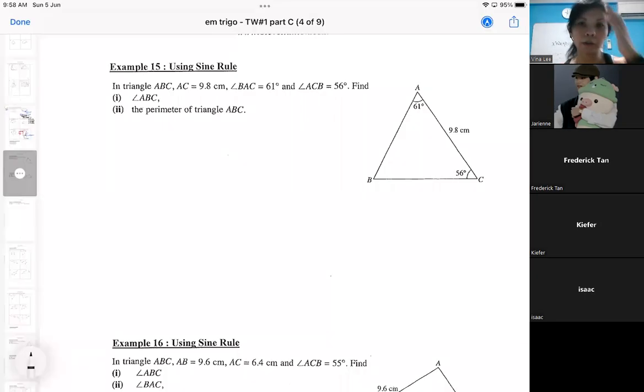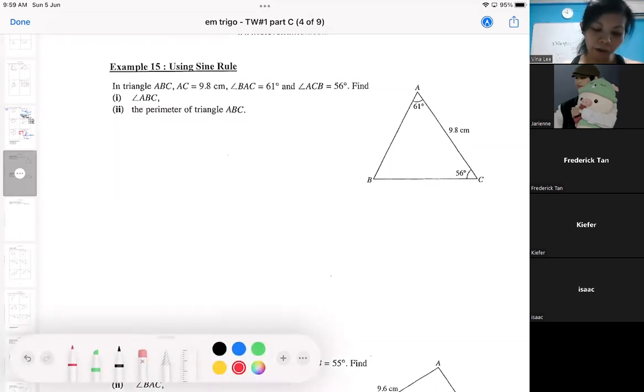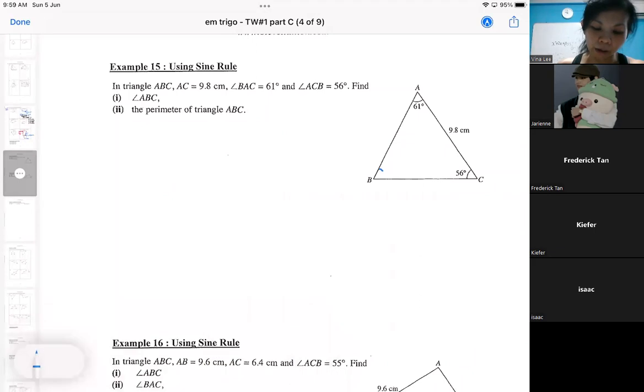Okay, so for this question, example 15 is a nice question because they already drew the triangle for you. Later on, there will be triangles that they don't draw for you, and when they don't, you need to draw it out yourself. In this question, if you look at the triangle, two angles are already found, so the third angle can be found easily by the angle sum of triangle.